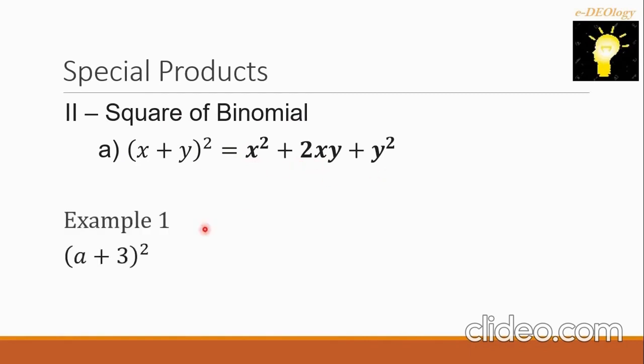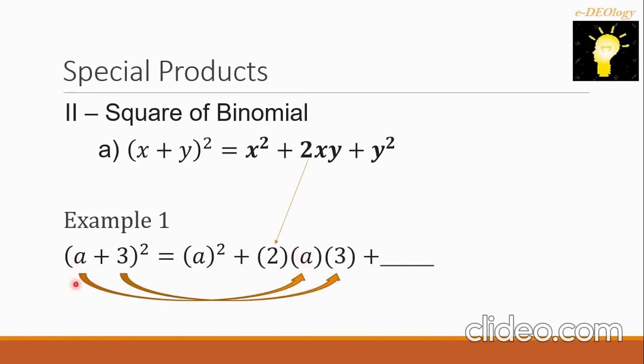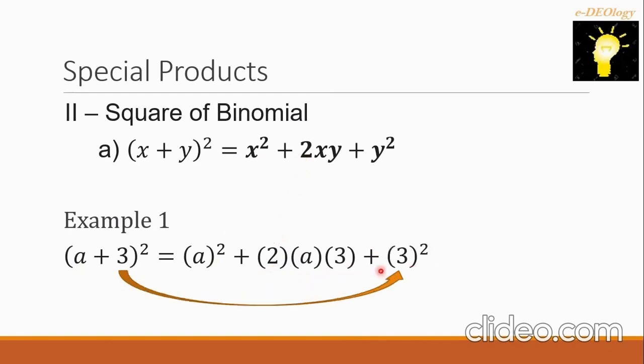So example 1, the a plus 3 is raised to 2. So in our answer, we expect three terms represented by these three blanks. So the first is the a is squared. The middle term, the a and the 3 are multiplied here with the 2 constant. We will not forget the 2. And that is for the middle term. And the last blank is for the 3 to be squared here.